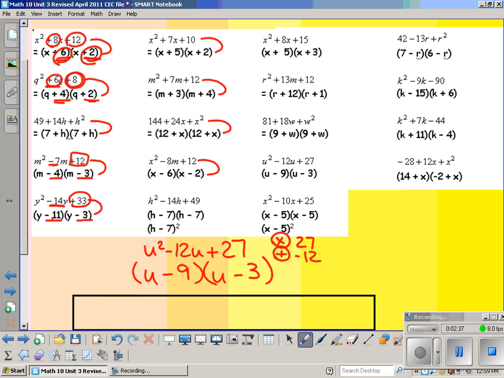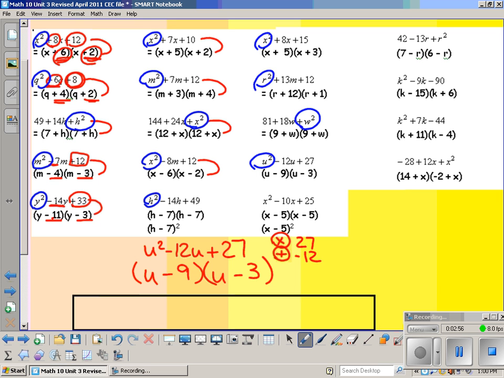Now, one of the things I want you to notice, if you look at all of the squared terms in these, what was the coefficient on all of these squared terms? The answer is 1. This method, this shortcut, only works if your squared terms have a coefficient of 1. If they do not, we cannot use this shortcut. But we know if you don't understand the shortcut, or if you forget the shortcut, the box method will work.